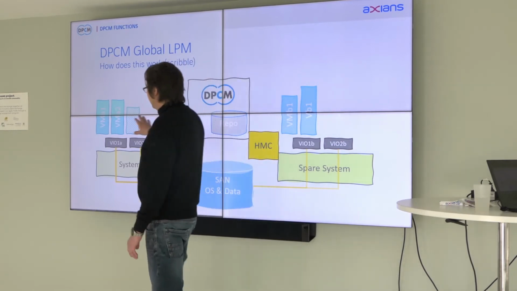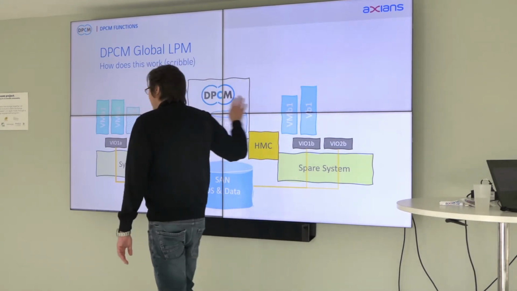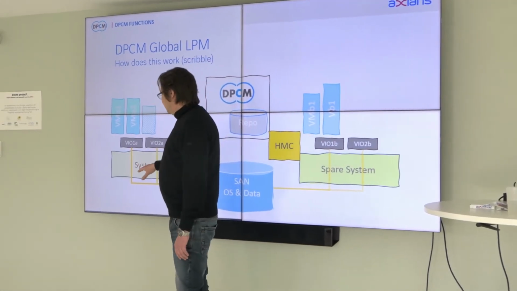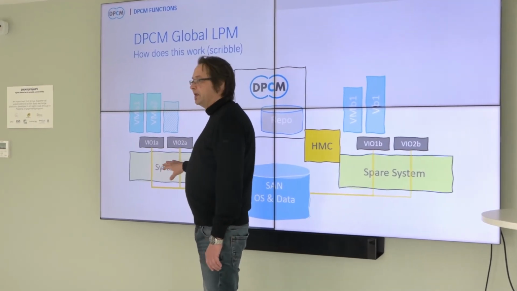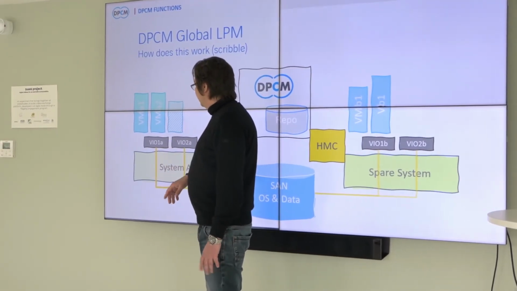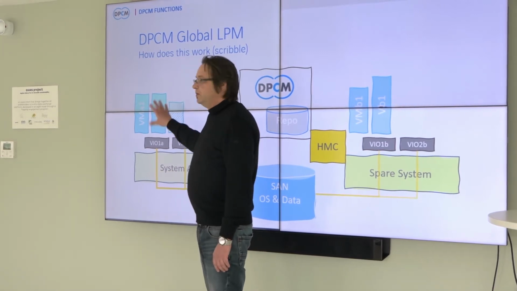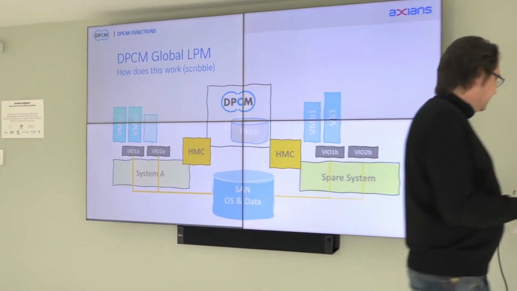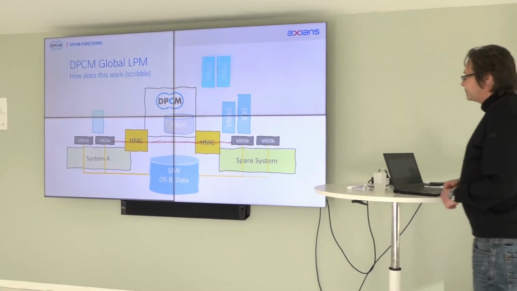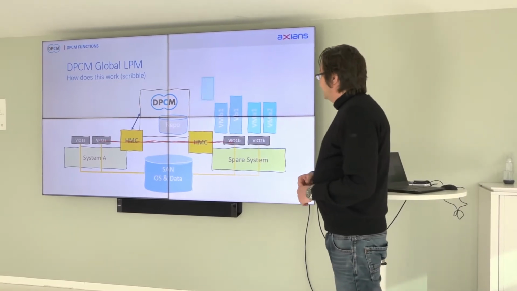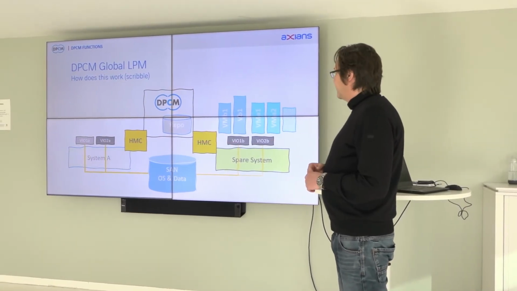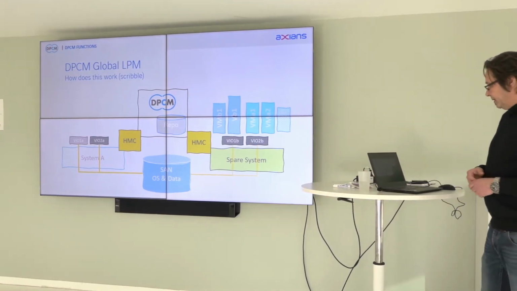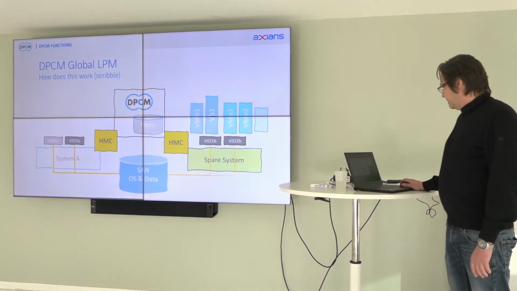So if you have many machines and you want to move them all to another system because you want to do a firmware update on this machine, so it will be switched off and so on, you want to move those machines all to the other system, automated. And this process is then controlled by DPCM. And after that, you can do your firmware update and move the machines back.